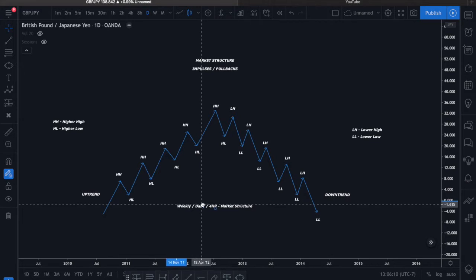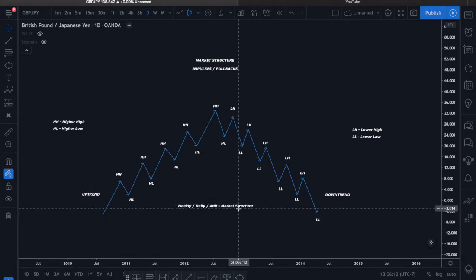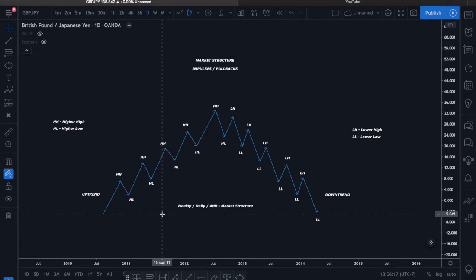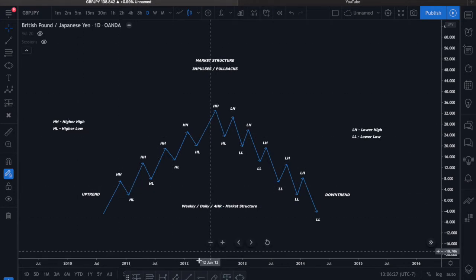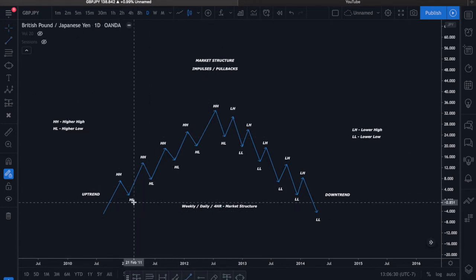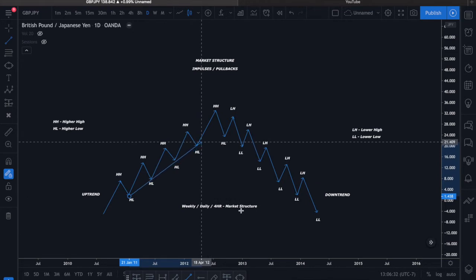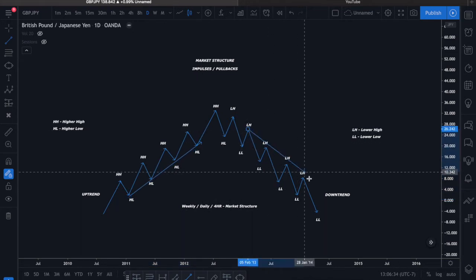When you're looking at structure, you want to look at the higher time frames so you can get an overall picture. The lower time frames, like the hour and below, are more so momentum structure. Weekly, daily, and 4-hour are the actual structure of the market and where it's going, so you want to focus on those. When we are looking at an uptrend, we want to focus on the higher lows. When we're looking at a downtrend, we want to focus on the lower highs.